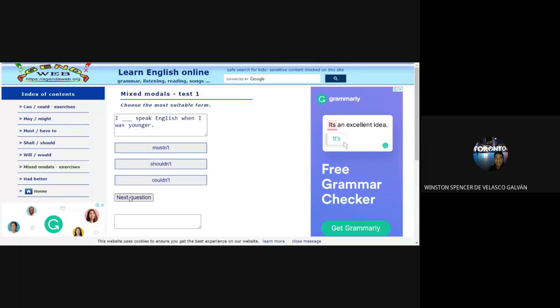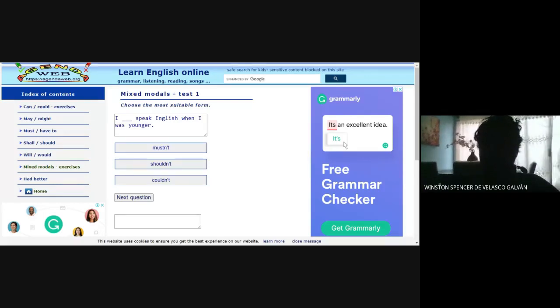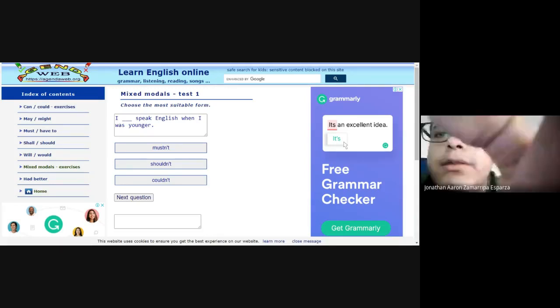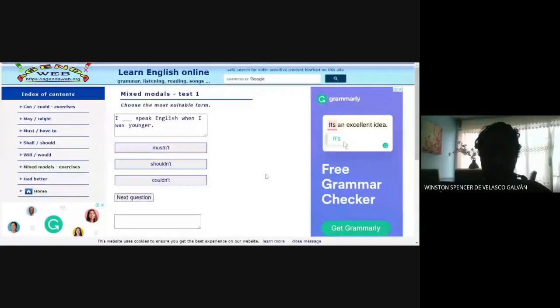Let's go with the next question. Look, it's a negative one. We got an empty space: space speak English when I was younger. What do you think? What do you think, Jonathan? Mustn't, shouldn't, or couldn't? I mustn't speak in English when I was younger.